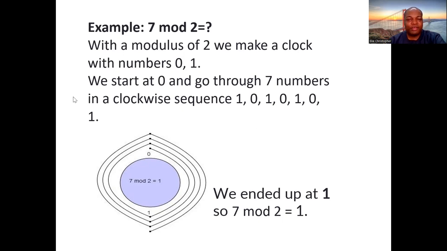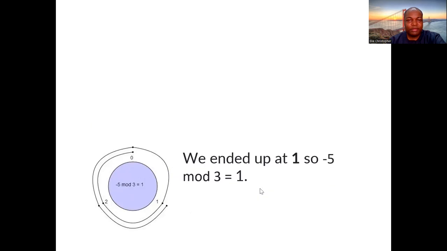Remember, since we are starting at 0, we don't usually count 0 in the sequence. So we just make a 0 and 1 sequence. We keep rotating 0, 1, 0, 1, 0, 1, 0, 1, until we get up to 7 steps. And wherever you land, which is 1, becomes our answer. So 7 mod 2 equals 1. I hope it's very clear. So we end up at 1.